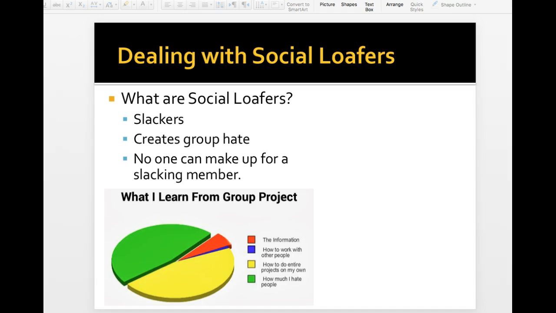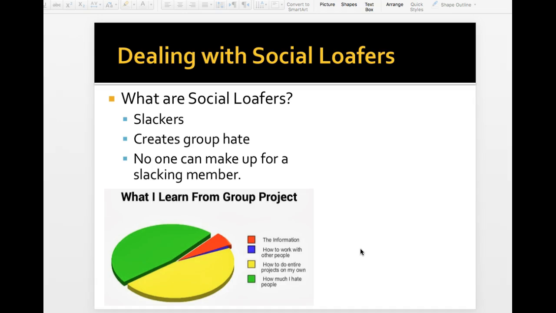So in your group experience, sometime in your life, you're going to end up dealing with social loafers. And this little chart right here kind of shows you, what did I learn from group work? The information, how to work with other people, how to do projects on my own, and how much I hate other people. Usually what's caused this group hate is social loafers. So these are people who aren't doing anything in the group and just sort of letting the group carry them along. And it really frustrates the other group members.